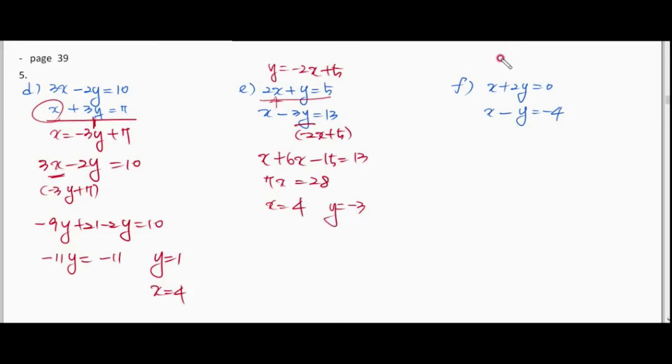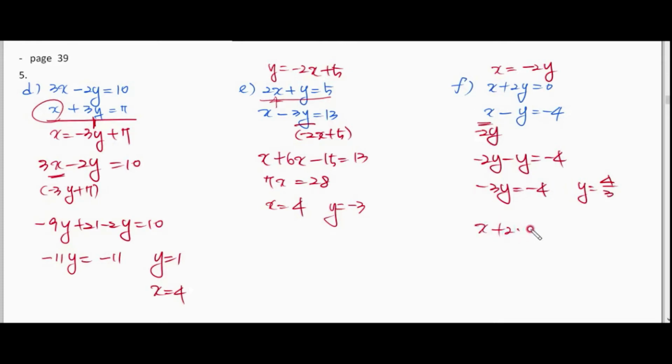And this is f. So I'll isolate this x. So x equals negative 2y. So this is negative 2y. Negative 2y minus y equals negative 4. Then negative 3y equals negative 4, and y equals negative 4 over 3. And now let's write down the first one. X plus 2 multiplied by 4 over 3 equals 0. Then x is, this goes over, negative 8 over 3.